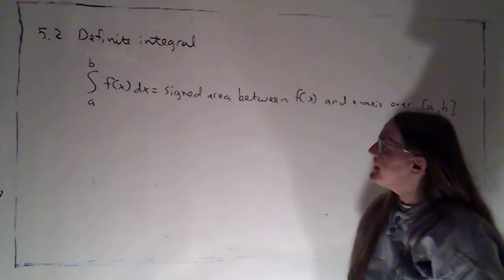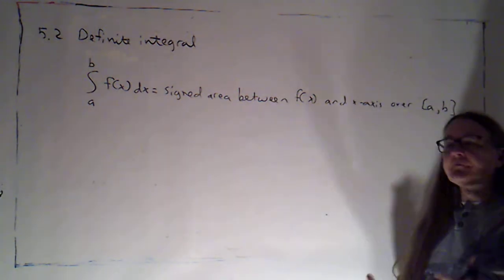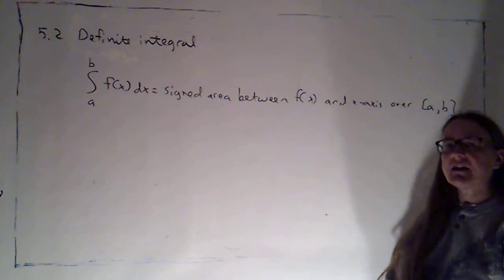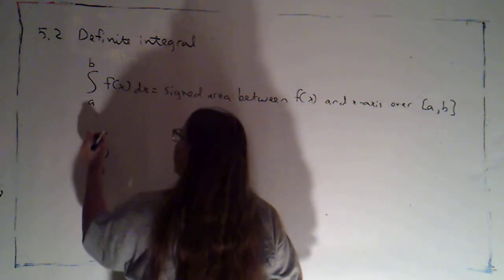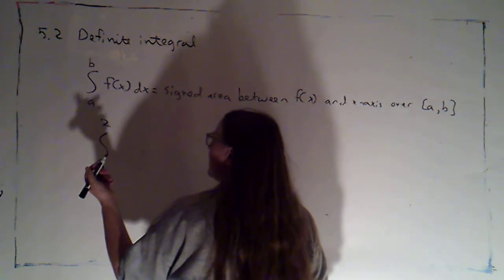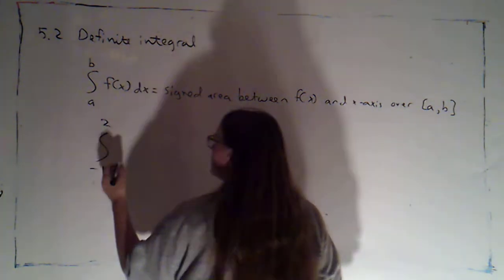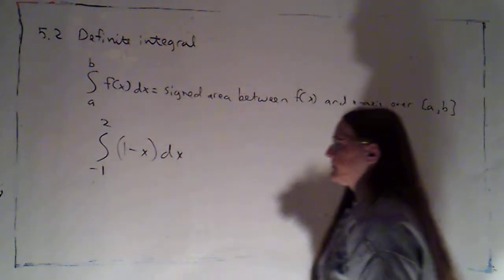What I want to do in this video is just get some practice calculating signed area and get comfortable with the concept of signed area. So I want to find the integral from -1 to 2 of, let's do 1 minus x dx.